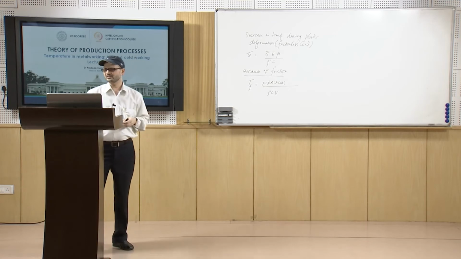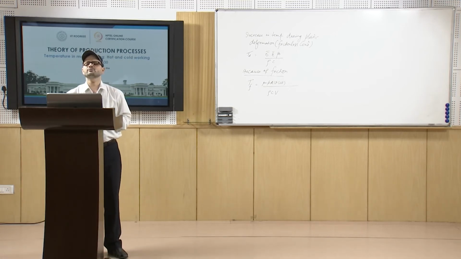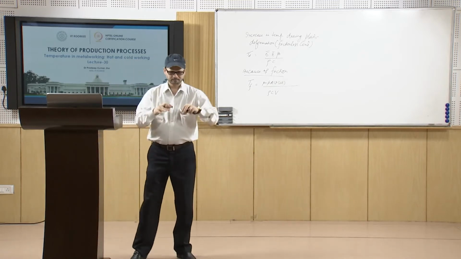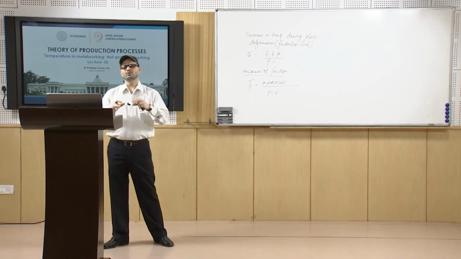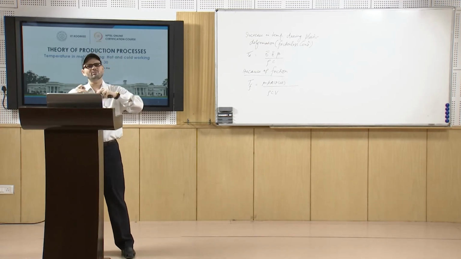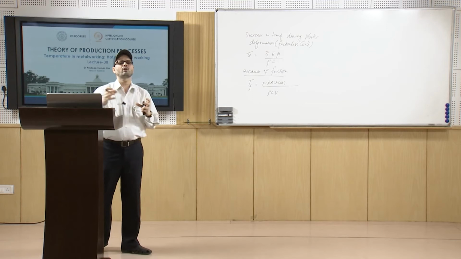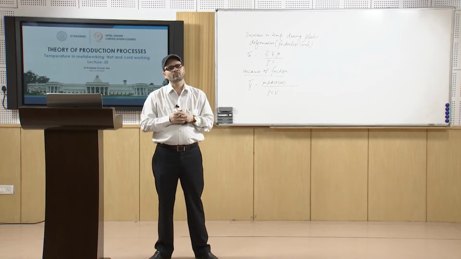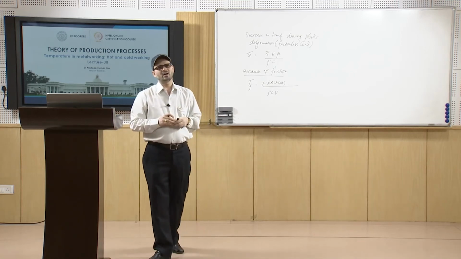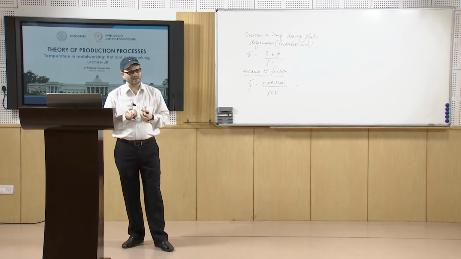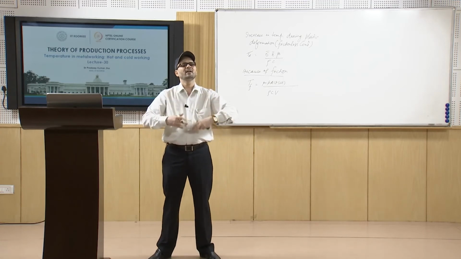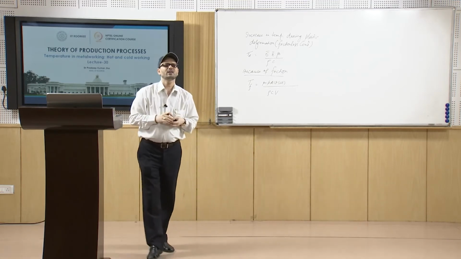Another advantage is the formation of small equiaxed recrystallized grains. Normally in the cast structure you have the growth of columnar grains. Now, when you plastically deform, these columnar grains are broken, and because of recrystallization you have the formation of new grains, and the shape of the grains will normally be equiaxed. So, you will have small, fine equiaxed grains.